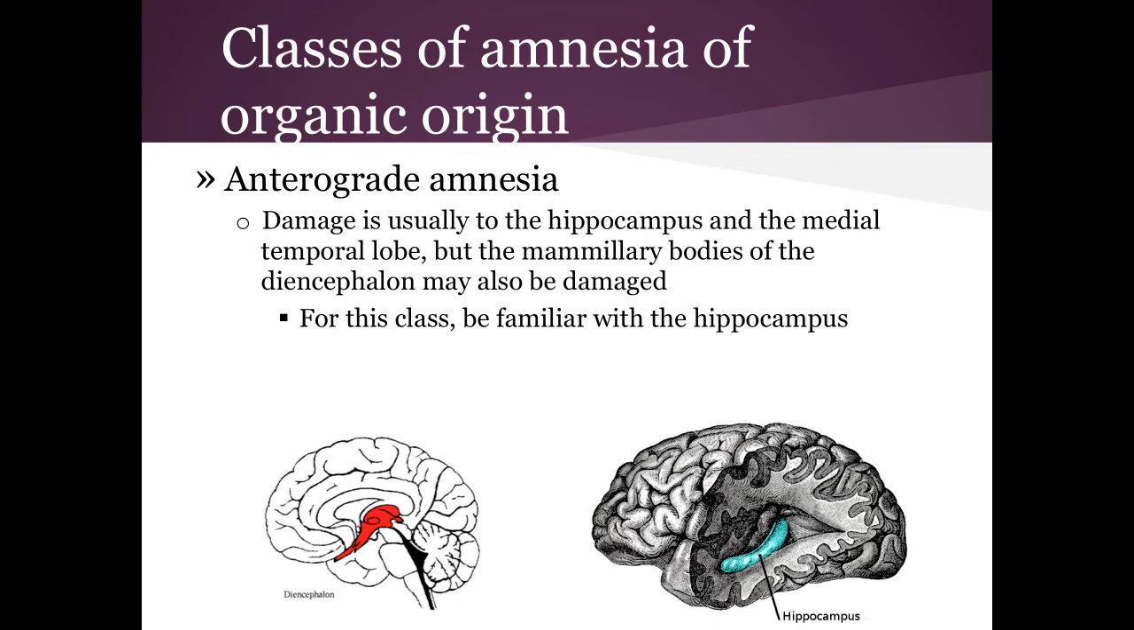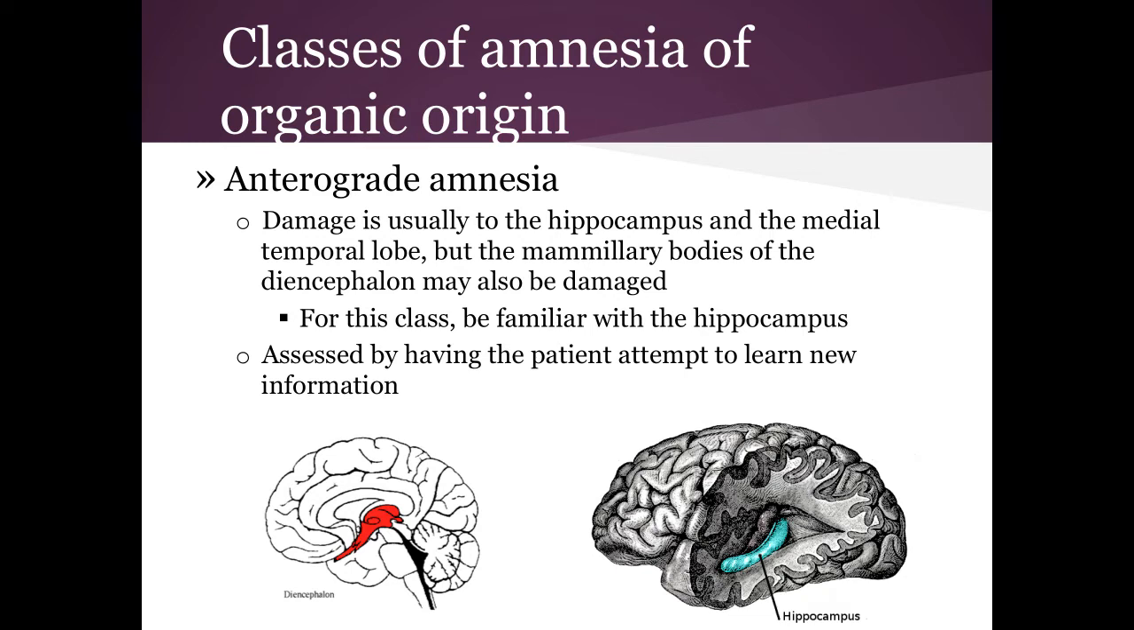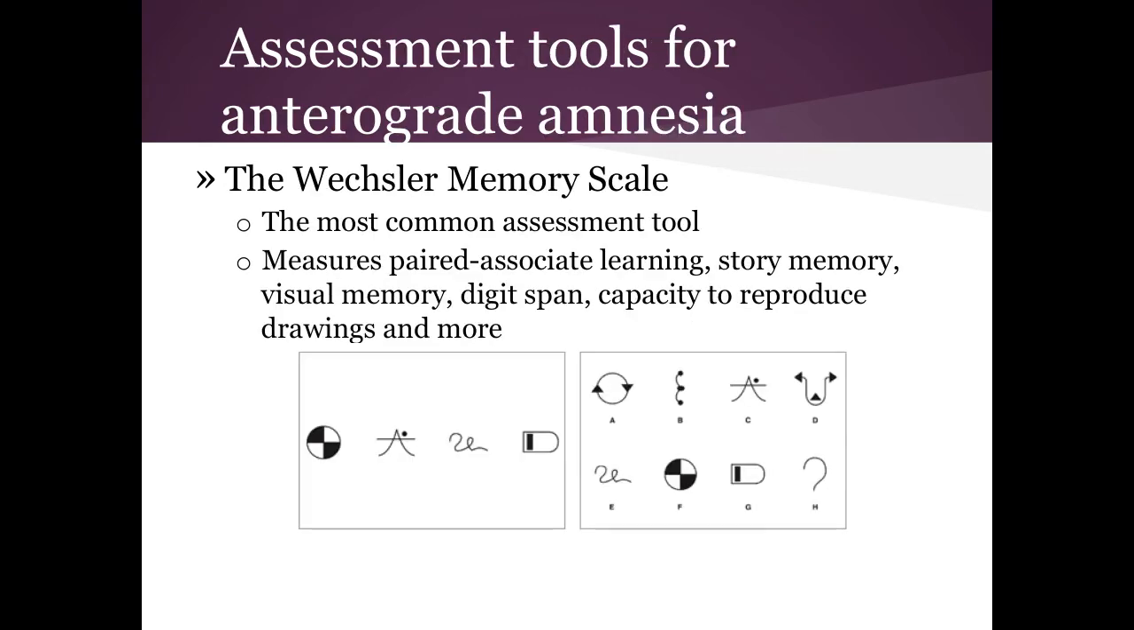A lot of times we can assess the damage to these areas by having the patient attempt to learn new information. If they're unable to do that, we oftentimes conclude that it's likely damage to a certain area and anterograde amnesia. We can also use different types of assessment tools. One common tool is the Wechsler Memory Scale. This is the most common assessment tool, and here we use paired associate learning. There's some story memory, visual memory, digit spans, reproducing drawings, and much more to get at different features that could indicate anterograde amnesia.